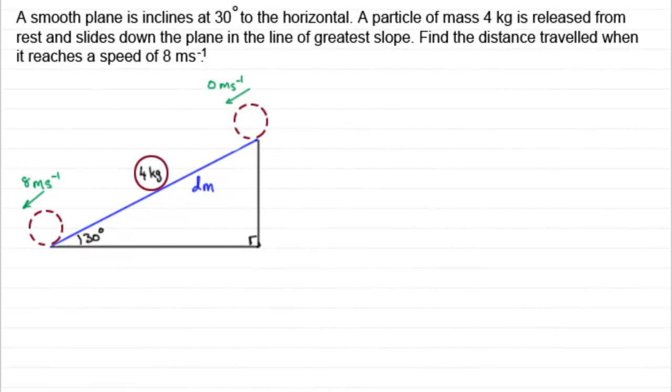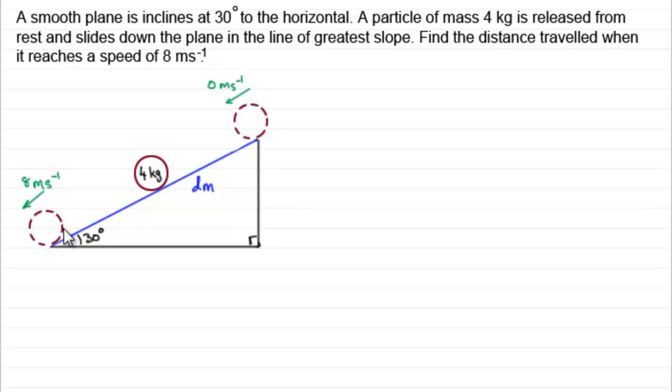Hi, this is another tutorial in my series on the conservation of mechanical energy. What I'm going to show you in this particular tutorial is how we can apply the conservation of mechanical energy to a problem where we've got a smooth plane which is inclined at 30 degrees to the horizontal. We have a particle here of mass 4 kilograms which is released from rest and slides down the plane in the line of greatest slope.